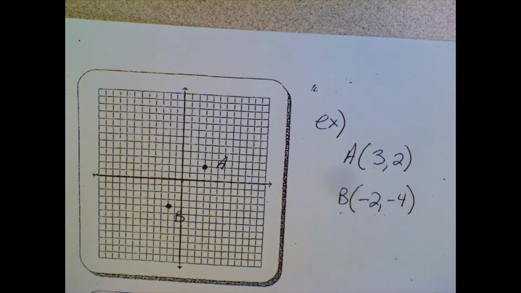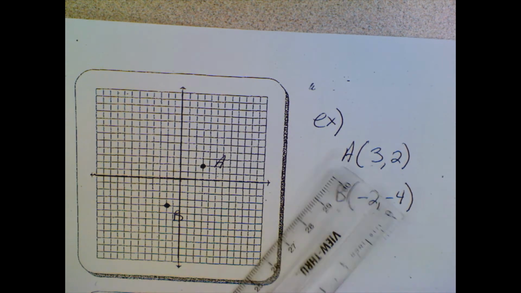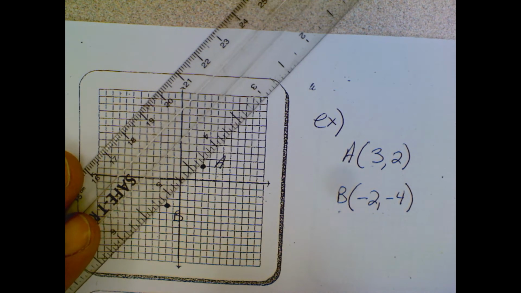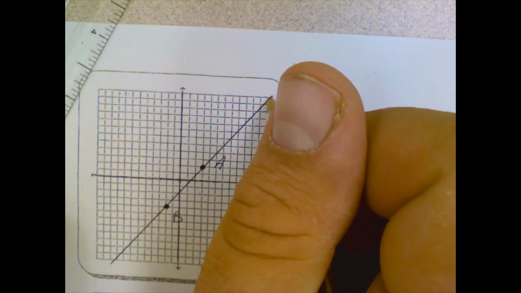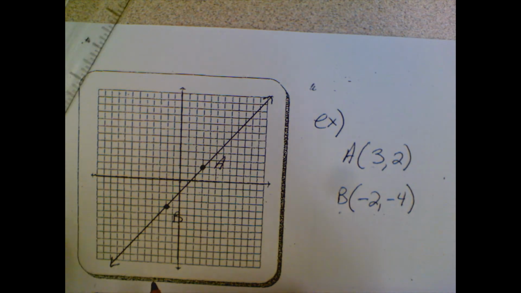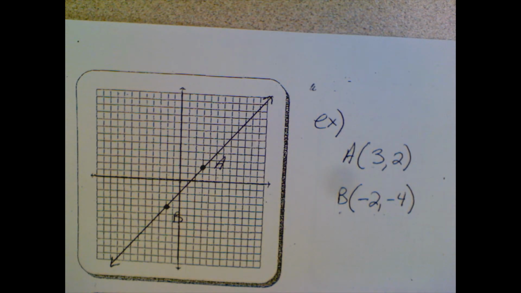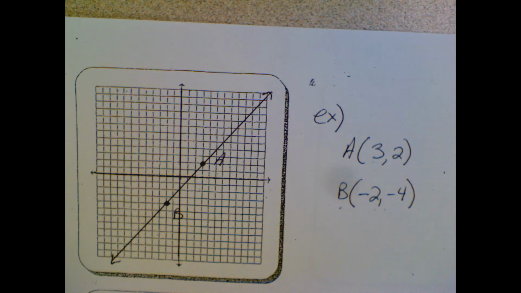And what I'm going to do is take a ruler and draw the line through those 2 points. Remember, when you draw lines, always make it long and put nice arrows at the end because we want to make sure they go on forever and ever. So there's the line that passes through points A and B. Now the question is, what is the slope?